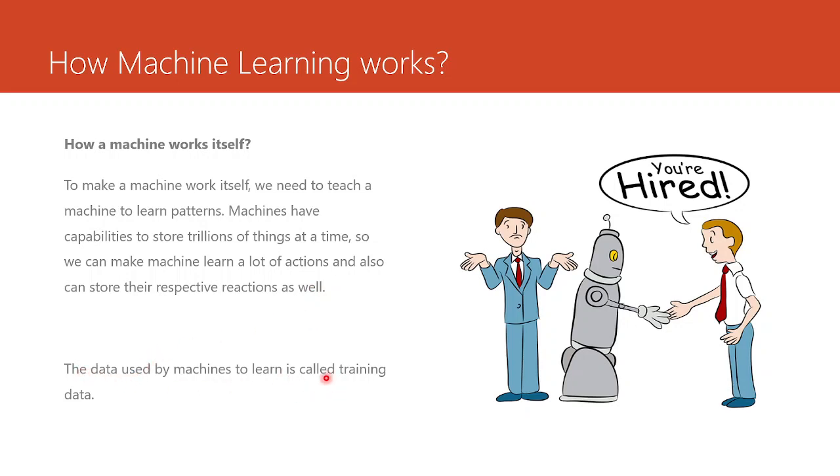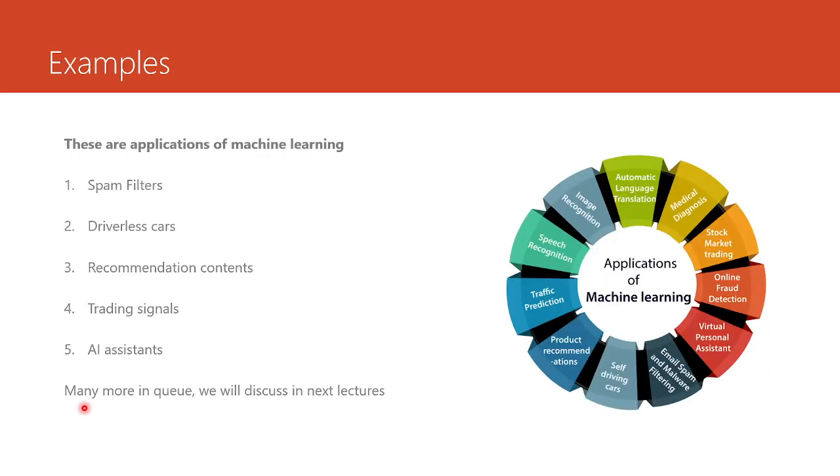The data used by machine learning is called the training data, and the data which we pass to machine learning to test if it is working fine or not is called the test data. There are common examples of machine learning, and in future we'll be exploring it in more detail. But for now we will look into some common examples.